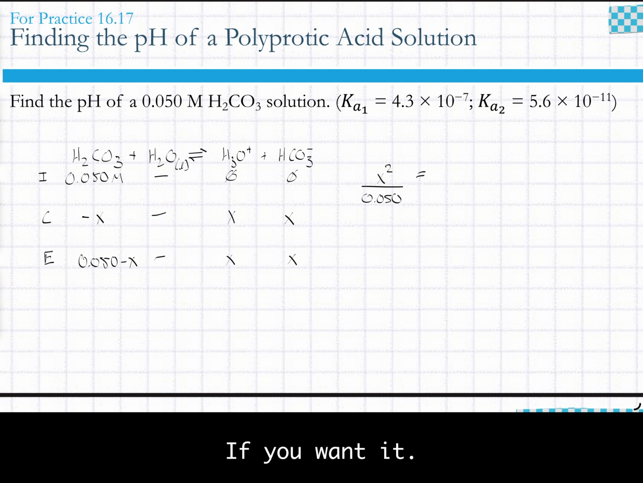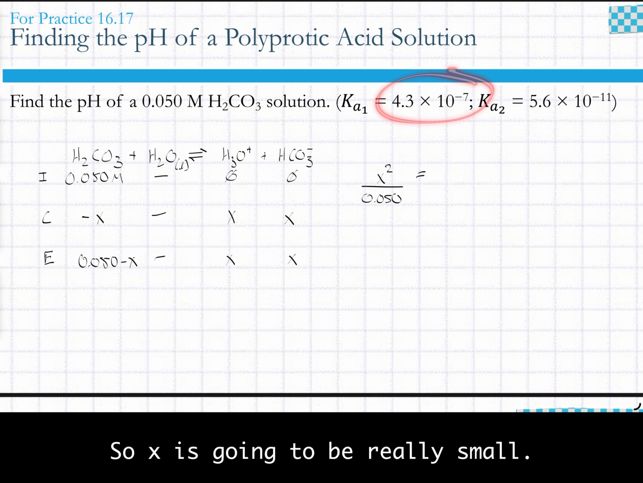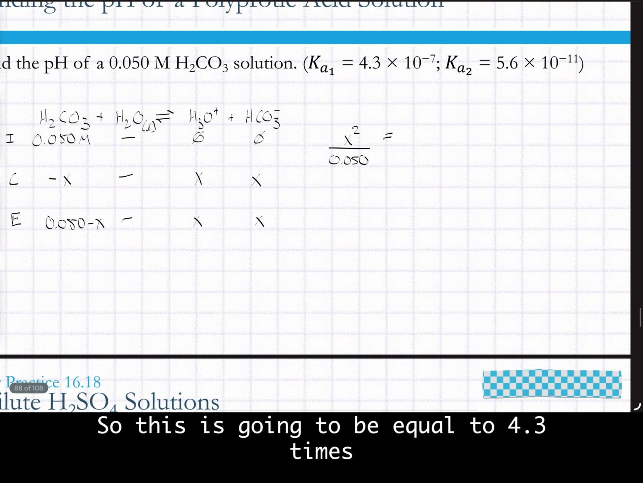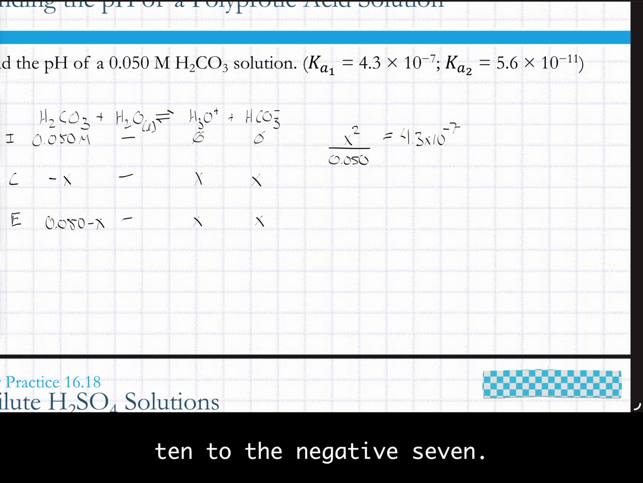If you want it. So K is really small, so x is going to be really small. So I don't need to worry about that x. So this is going to be equal to 4.3 times 10 to the negative 7.